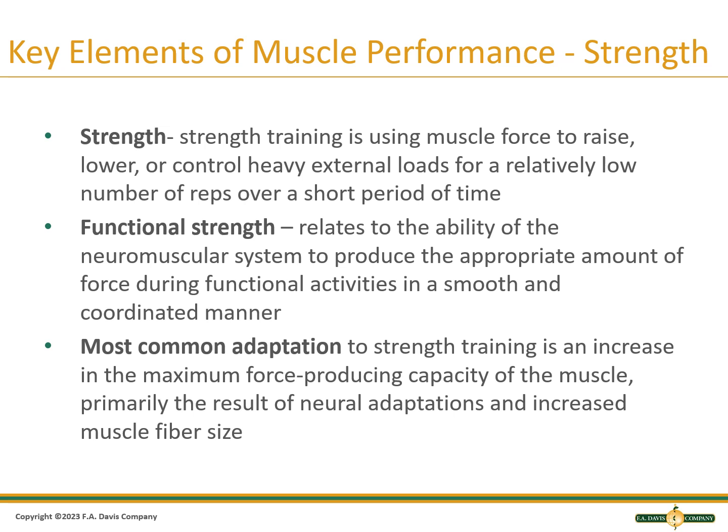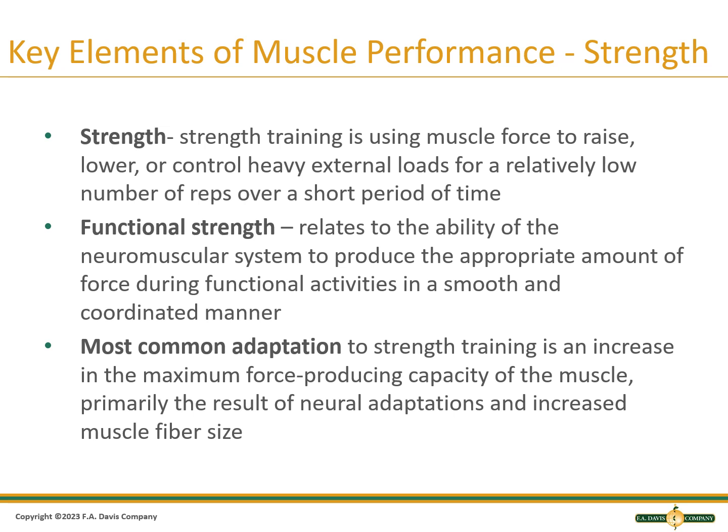So if we look at strength a little more closely, strength training is using muscle force to raise, lower, or control heavy external loads for a relatively low number of reps over a short period of time. Functional strength relates to the ability of the neuromuscular system to produce the appropriate amount of force during functional activities in a smooth and coordinated manner. So a person who is strong is not necessarily functionally strong because functional strength requires coordination as well.